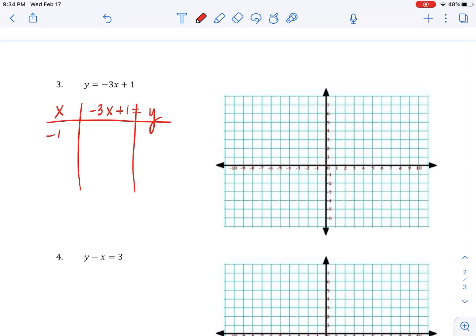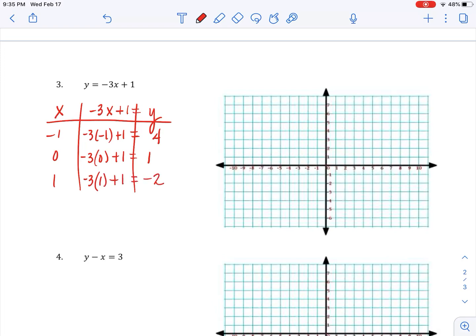So if I pick again that -1, 0, and 1, and I actually show how that looks when it's plugged in, -3 times -1 plus 1 is how I'm getting my first y value, and that will give me 4. My next y value will be found by taking -3 times 0 plus 1, and when I do all that math, I get a positive 1. And then finally, my third y value will be gotten from -3 times 1 plus 1, and that will give me -2.